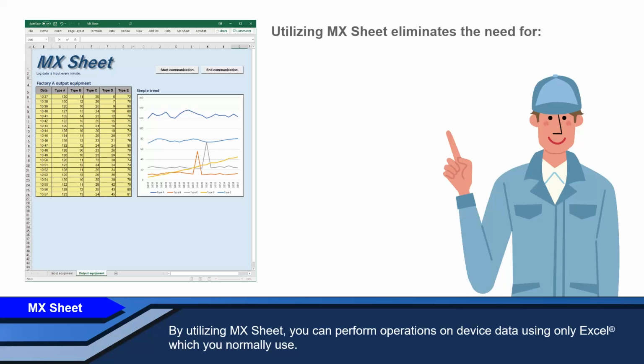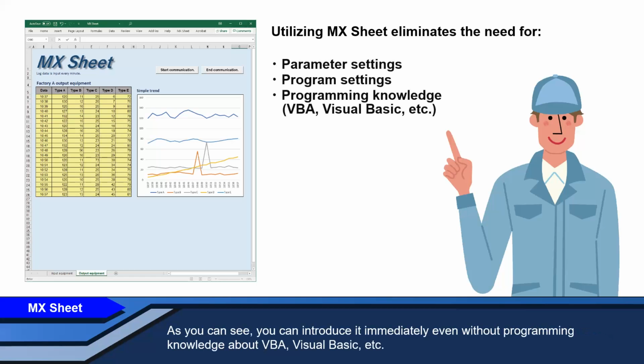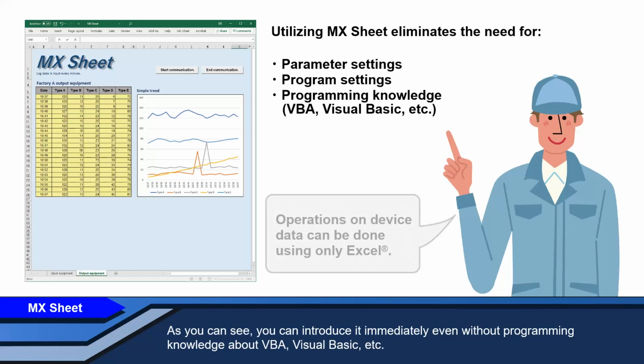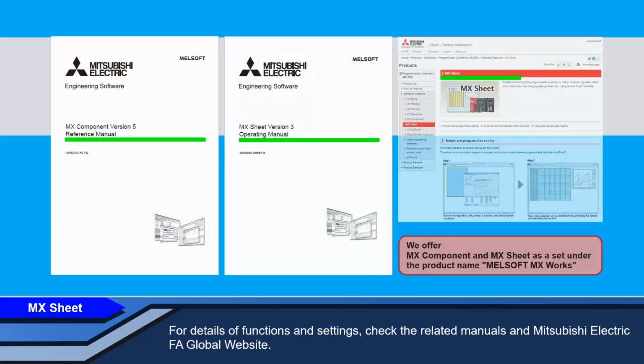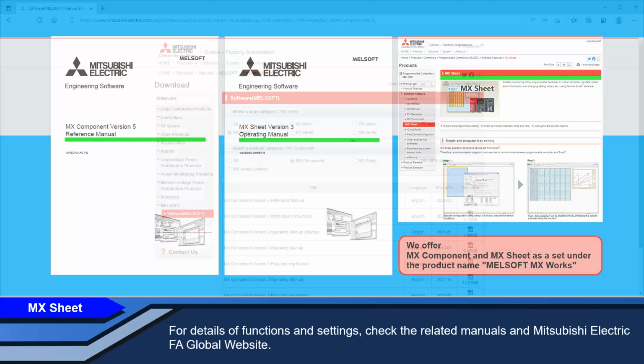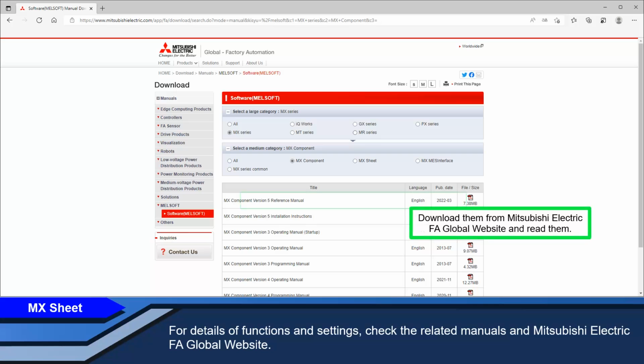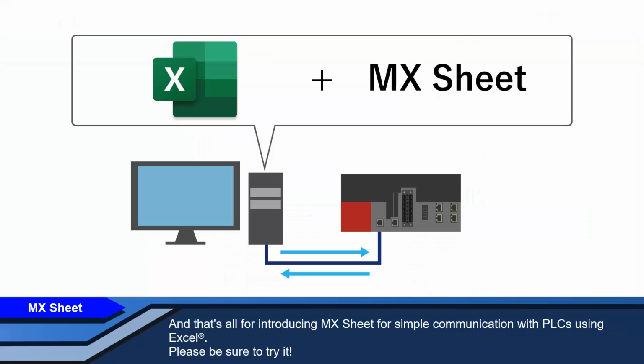By utilizing MX Sheet, you can perform operations on device data using only Excel, which you normally use. As you can see, you can introduce it immediately, even without programming knowledge about VBA, Visual Basic, etc. For details of functions and settings, check the related manuals and the Mitsubishi Electric FA Global website. And that's all for introducing MX Sheet for simple communication with PLCs using Excel. Please be sure to try it.